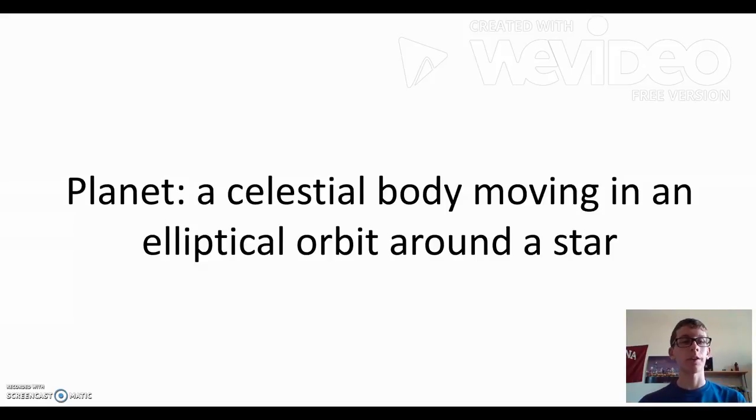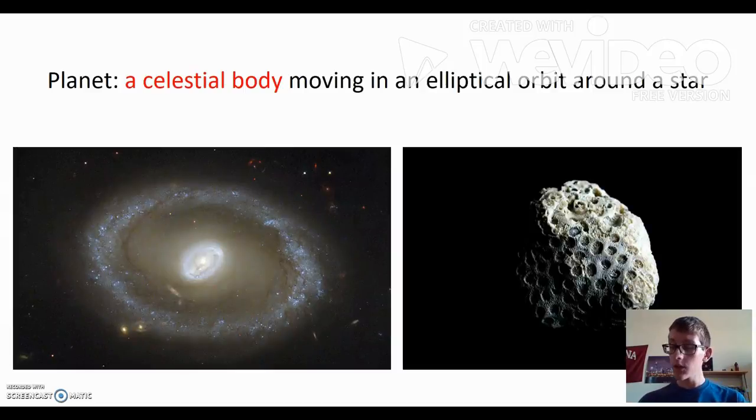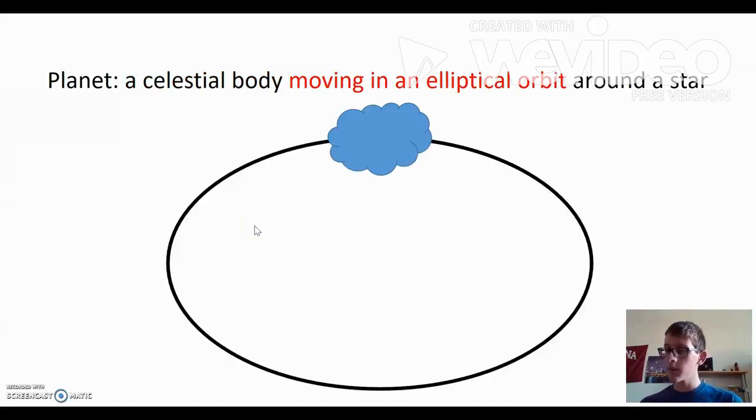According to Oxford dictionaries, a planet is a celestial body moving in an elliptical orbit around a star. Let's take that definition and break it down a bit. So the first part of the definition is a celestial body. Well, as I said before, that's just a fancy way of saying something in outer space. Now that thing could be a rock, a star, or even a ball of gas.